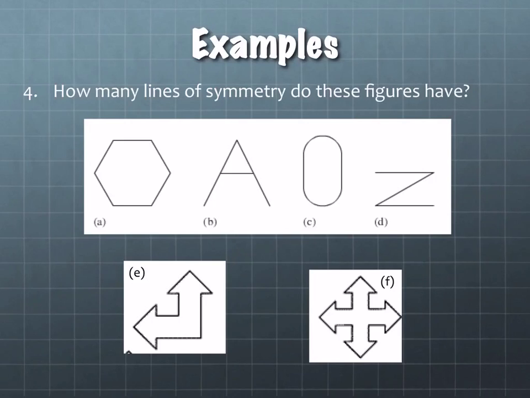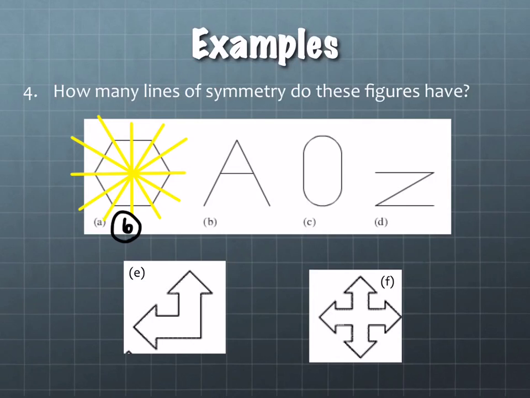The first shape, what's that called? A hexagon. How many lines of symmetry did you get? 6. It cuts through opposite sides like that, so that's 3 of them. Where else does it cut through? Yeah, the corners, the vertices. Any other fold will not lie along itself. So there are 6 on this one.